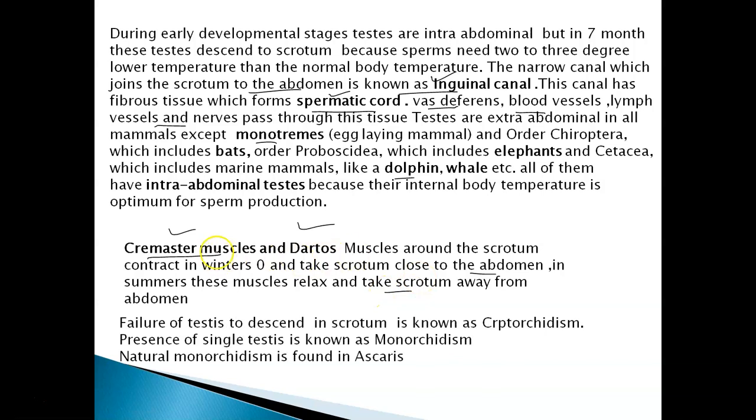Now at last, if testes fail to descend, this abnormal condition is known as cryptorchidism. Of course, this will result in infertility. Now, if a single testis is present, that is also an abnormal condition. See the spelling, T-E-S-T-I-S, testis means singular, one testis. A pair of testes are present. If only a single testis is present, this condition is known as monorchidism. And natural monorchidism is also present in one animal, that is Ascaris. That's all. Now I'll move to the detailed structure of testis and scrotum.